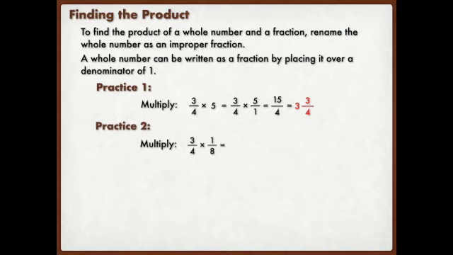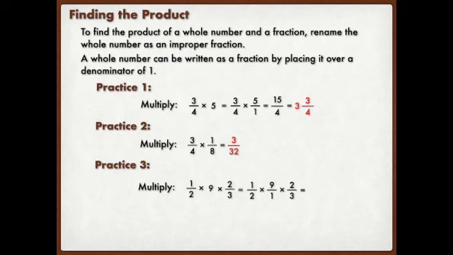Okay, let's multiply these two. 3 times 1 is 3. 4 times 8 is 32. That gives me 3/32.